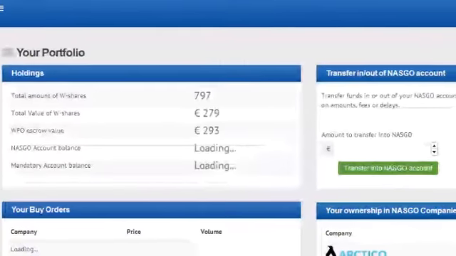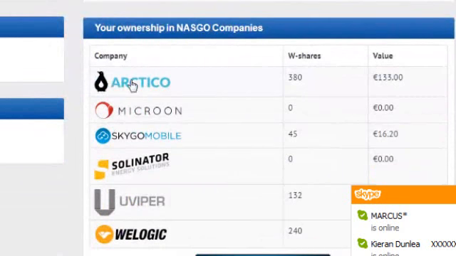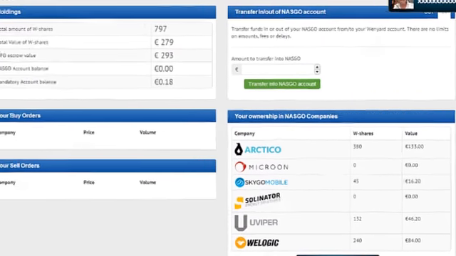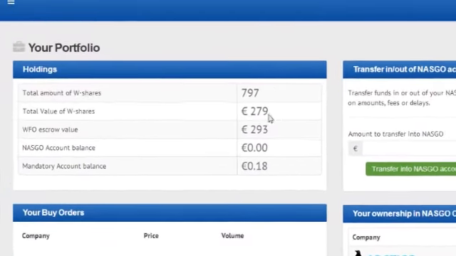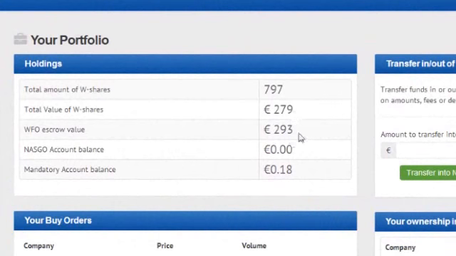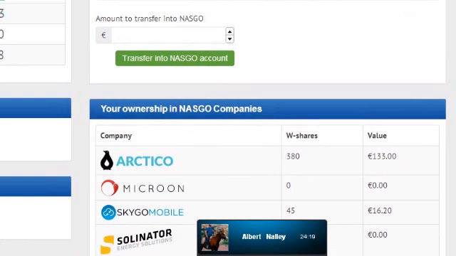I got one of the greater shares of stock, and currently I have Artico stock, I have SkyGo stock, I have UViper stock, and I have Wellogic stock. And these are the number of shares of each. The value of all the stock is 279 euros. Total escrow value, this is money I'm going to have to spend in the future, is 293 euros. My shares of stock continue to go up in value every day. That's very important to understand and remember.